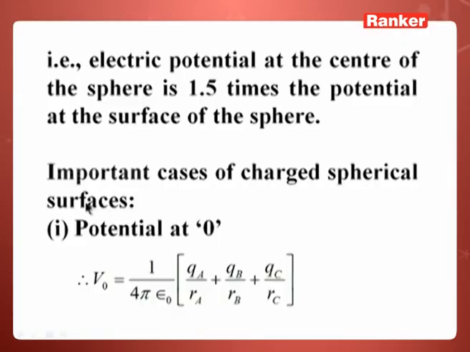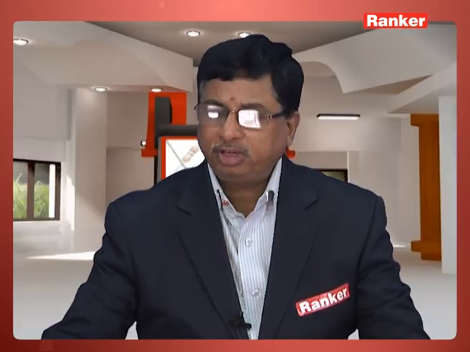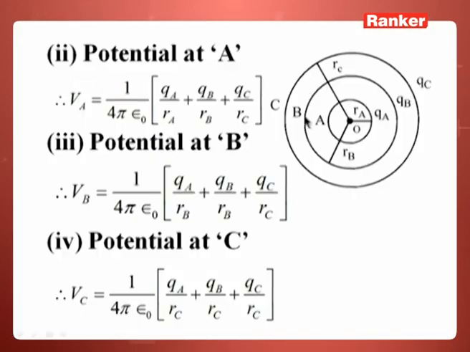Important cases of charged spherical surfaces. Let us start with the first one. What is the potential at O? We have here three separate spheres. Let us consider them as A, B and C, having radii RA, RB and RC. The charge on the first sphere is QA, the charge on the second is QB, and the charge on the third is QC. This is the sphere arrangement which we have considered.